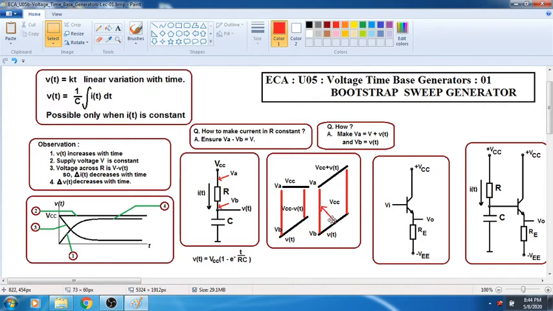So we can do that by somehow changing this VA, the voltage at VA here, not VCC but VCC plus the voltage across the capacitor.